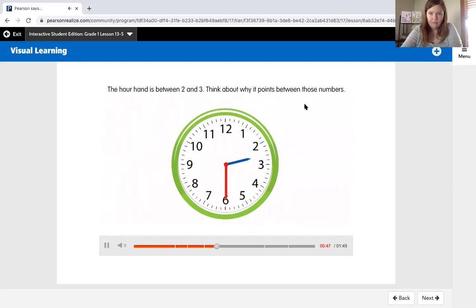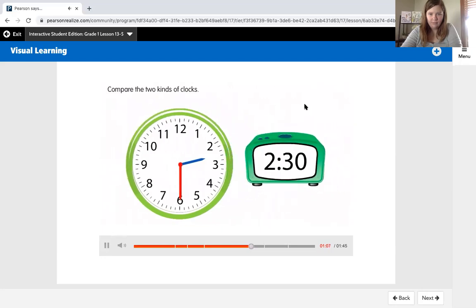Think about why it points between those numbers. It takes the hour hand a whole hour to travel from one number to the next. After a half hour, the hour hand has traveled halfway to the 3. Compare the two kinds of clocks. The minute hand points to the 6.